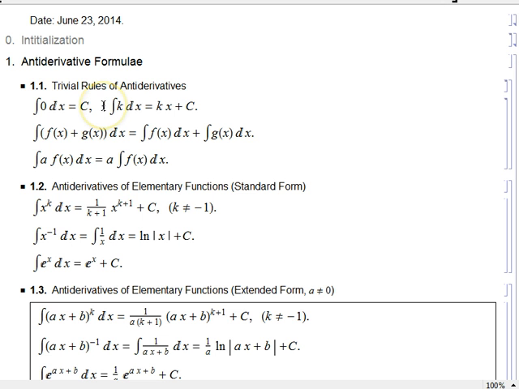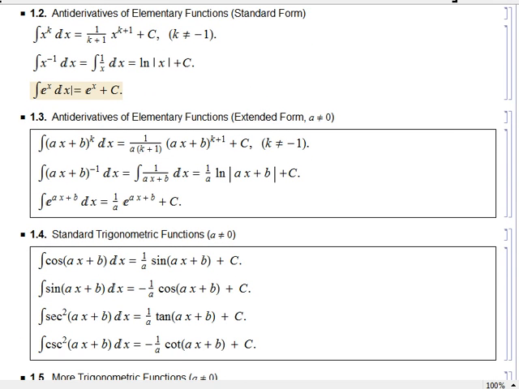So here are the trivial antiderivative rules. 0 for a constant. The antiderivative of a sum is the sum of the antiderivatives. Coefficients can come out. The power rule, the logarithmic function, the exponential function.